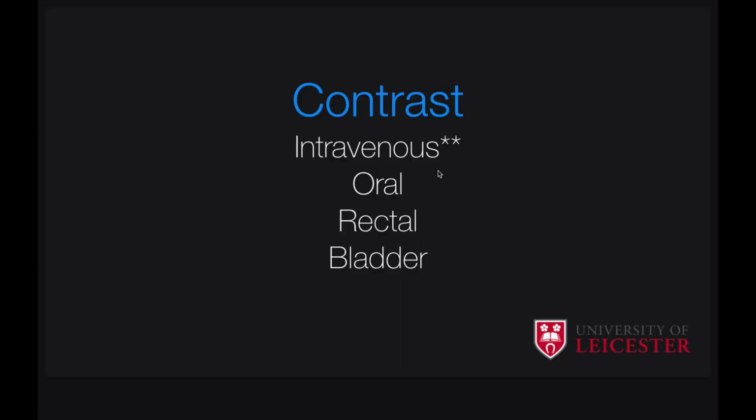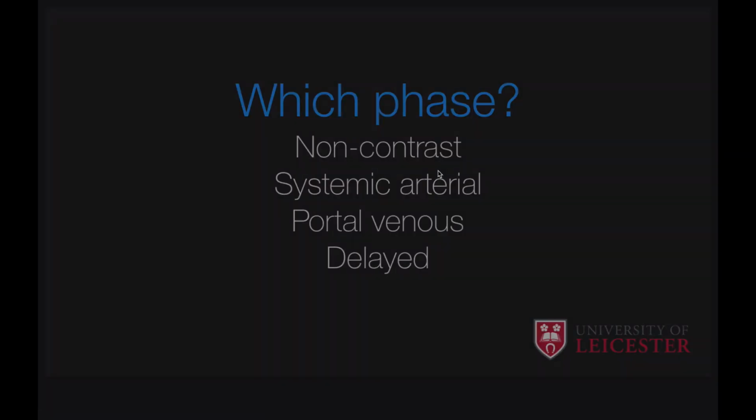So when we're thinking about contrast, the different routes are intravenous, which is by far the most common, but also we can administer contrast orally, through the rectum, and also into the urinary bladder. And when we think about the phase of this study, if you don't administer any contrast, or certainly no intravenous contrast, then we call that a non-contrast study. But when intravenous contrast is administered, then we can acquire these different phases, as we've already seen: arterial, portal venous, and delayed. Now, the delay can vary greatly depending on what particular information you wish to acquire from the study. And I'm going to show you a couple of examples of delayed studies.